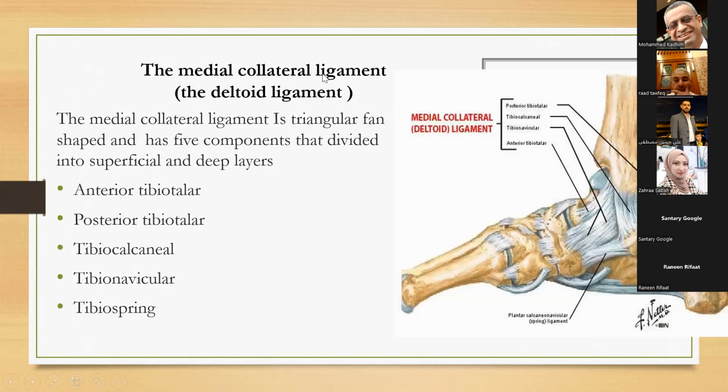Now we go for medial collateral ligament, or what's called the deltoid ligament. The medial collateral ligament is triangular fan-shaped, and it has 5 components that can be divided into superficial and deep layers. The anterior tibiotalar joint. This is the anterior tibiotalar joint. And the posterior tibiotalar joint. This is the posterior tibiotalar joint. The tibiocalcaneal joint, and the tibionavicular joint, and the tibiospring.